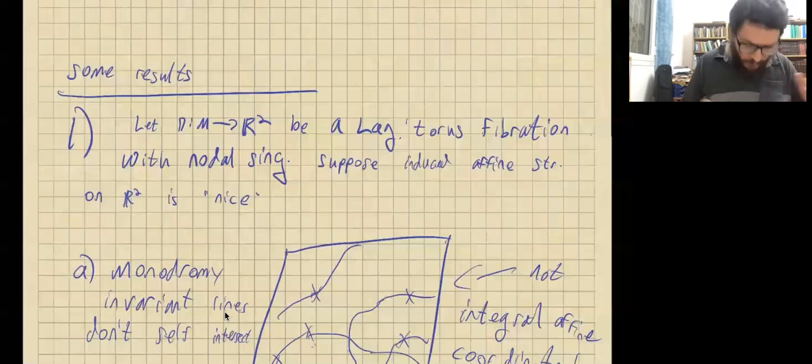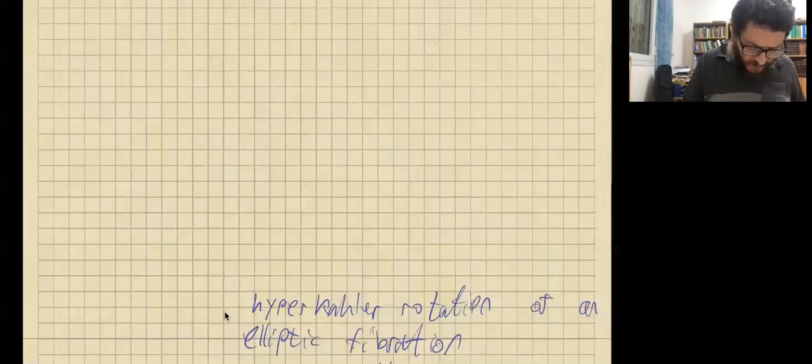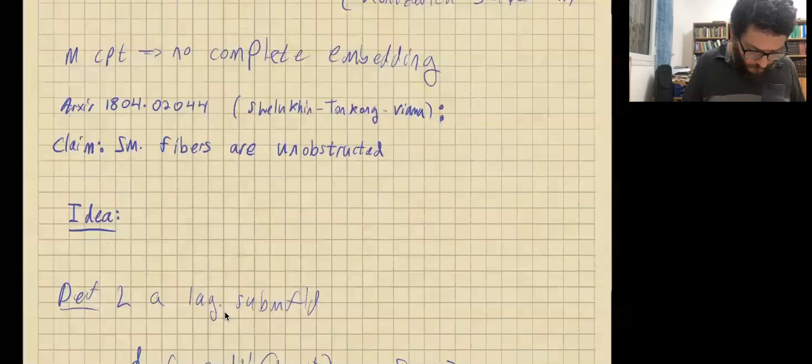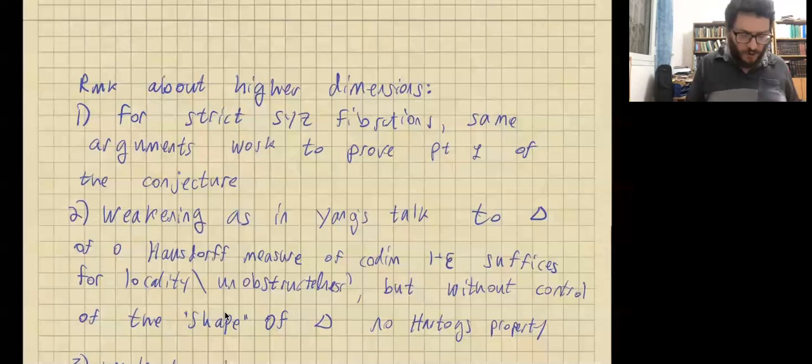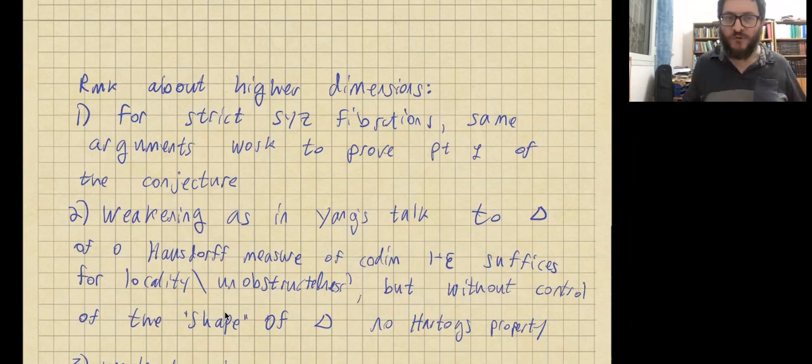So we have a number of partial results, but what I do want to say is, okay, let me make a few remarks before I conclude. If we really make these assumptions of SYZ, like a strict SYZ fibration, there's still work to do, but it's not far from proving. We have some cases where we can actually prove it.